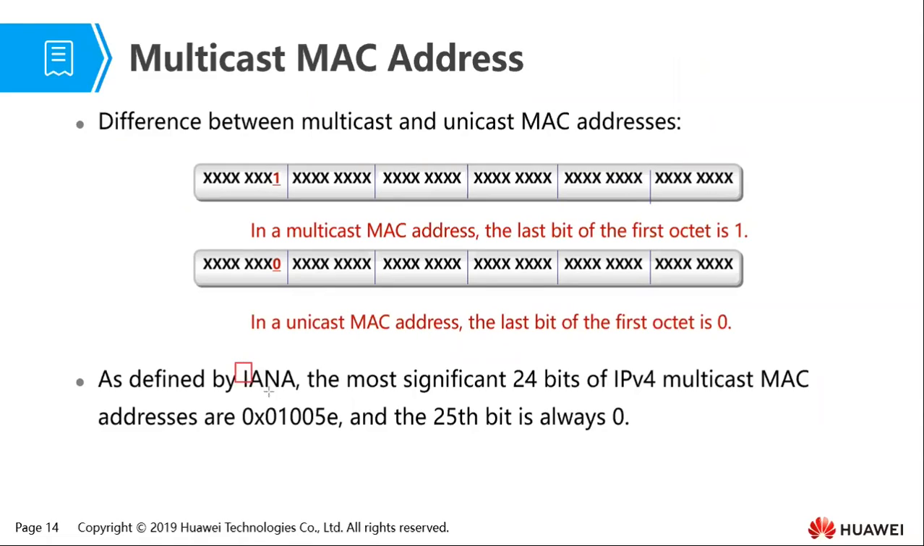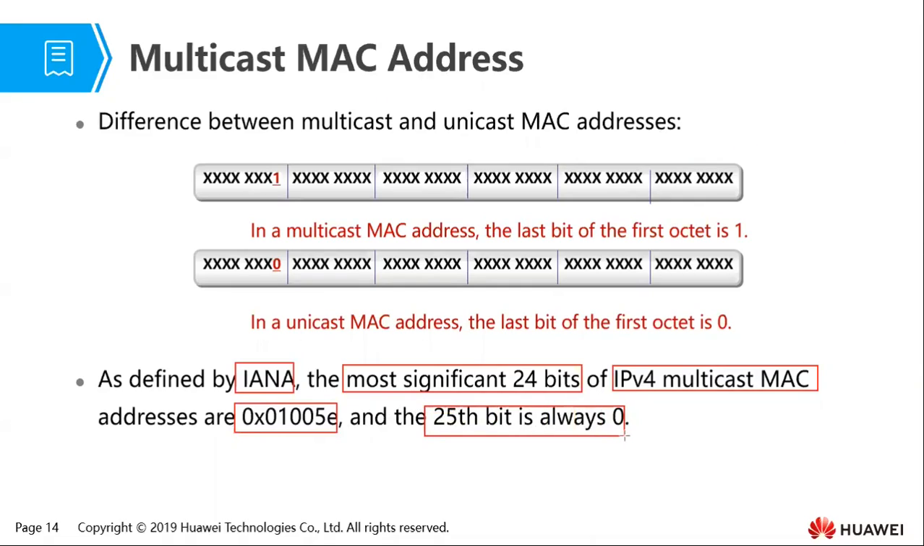Now, IANA specifies that the most significant 24 bits of an IPv4 multicast MAC address are fixed, and the 25th bit is always a 0. So what this means is that any multicast MAC address will always begin with those values: 01-00-5E. And the 25th bit will always be a 0. So that means that the first 25 bits are predefined.